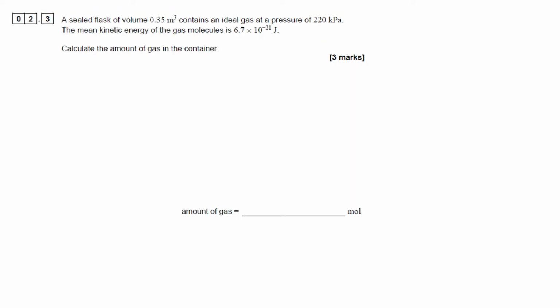This calculation question here, we are given some information about this gas. I'm just going to list out some of the values to keep track. We've got volume is 0.35 meter cubed. We've got the pressure of the gas to be 220 times 10 to the power 3 pascals. And they've given us the kinetic energy of one of the molecules. So this is the kinetic energy of one of the molecules. And we want to work out the amount of gas in moles.